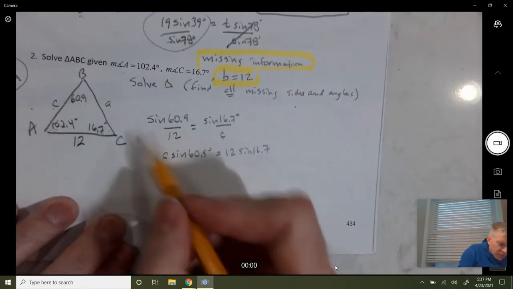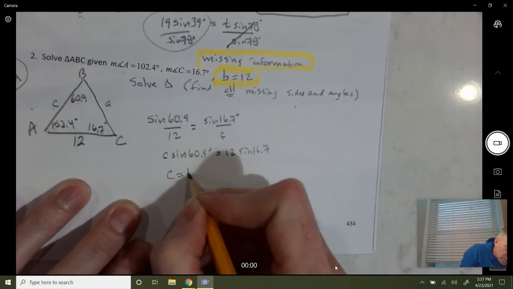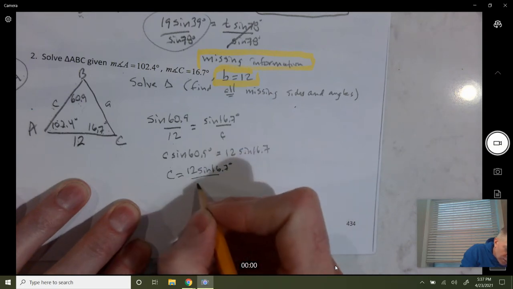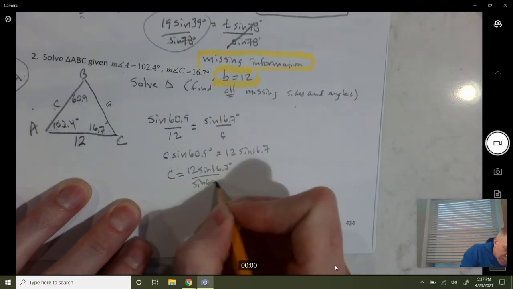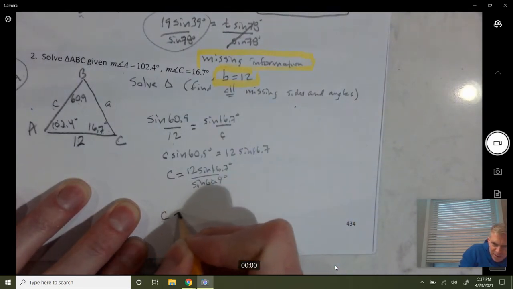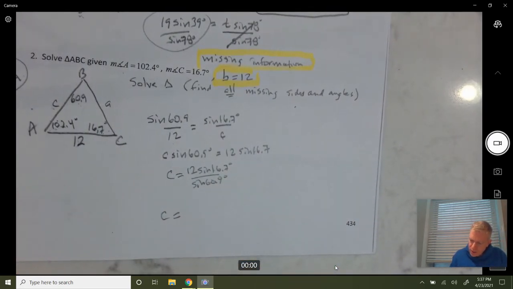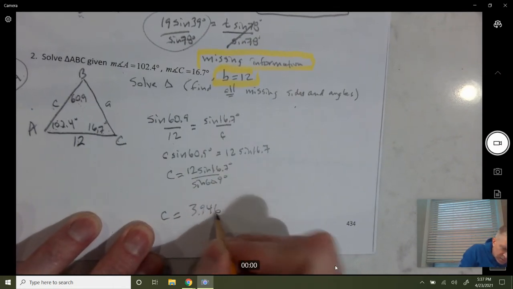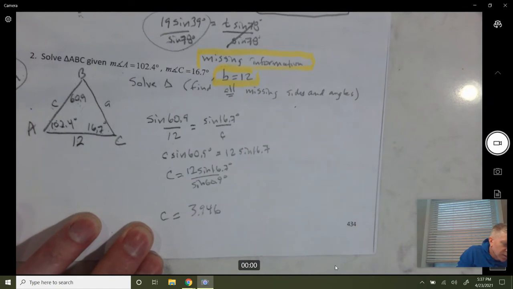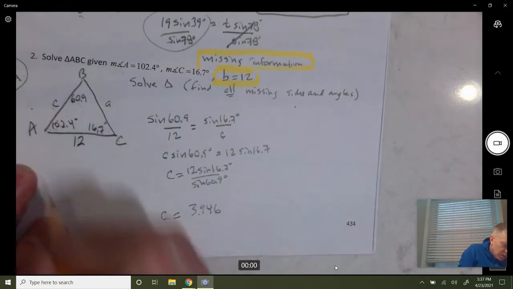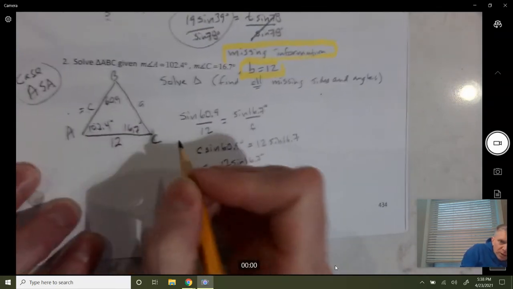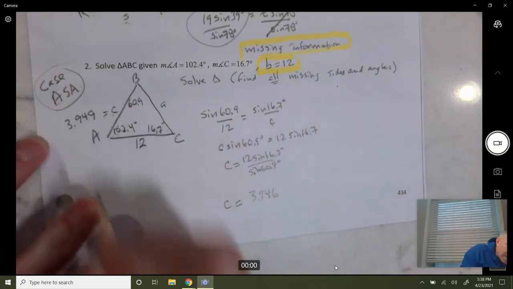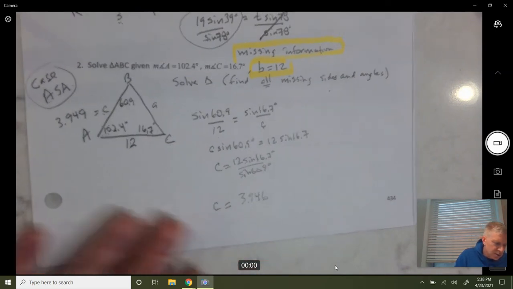So now solving for c, we get c equals 12 sine of 16.7 degrees over sine of 60.9 degrees, and c is going to be equal to 3.946. Again, when it doesn't specify, give 3 decimal places.